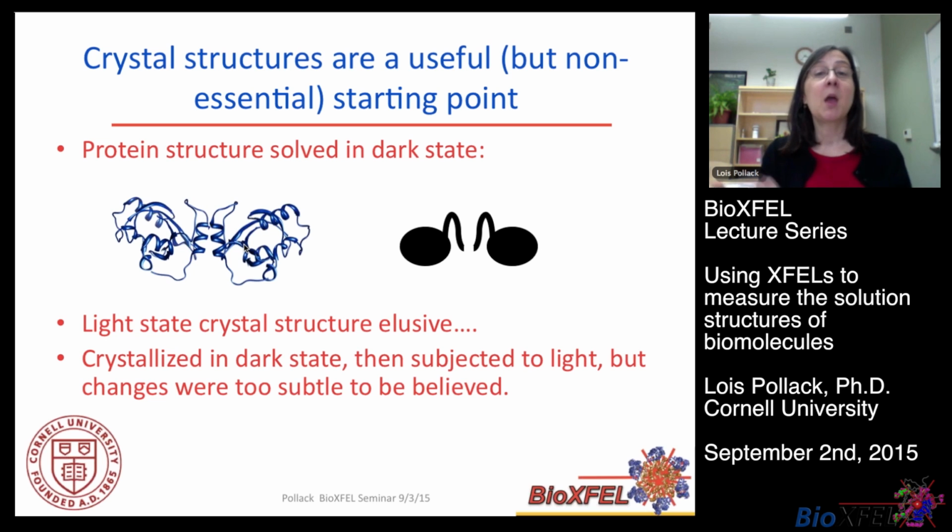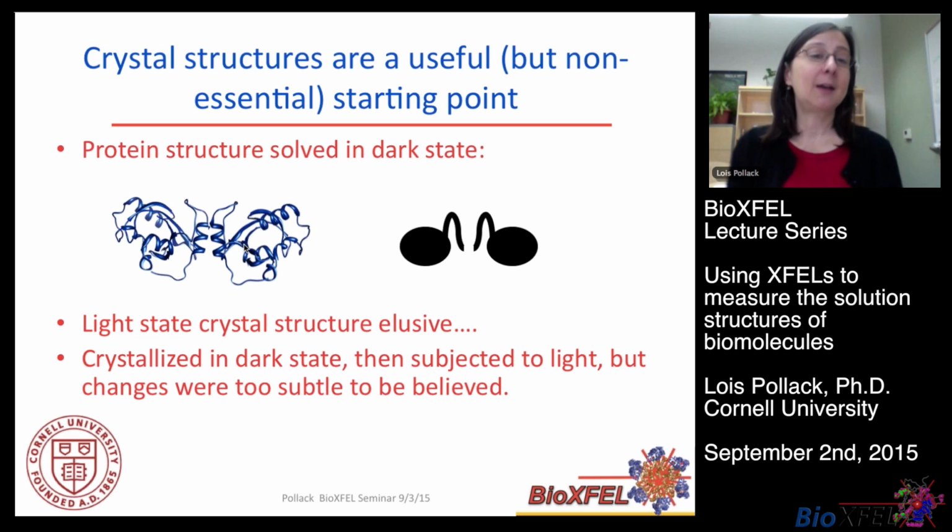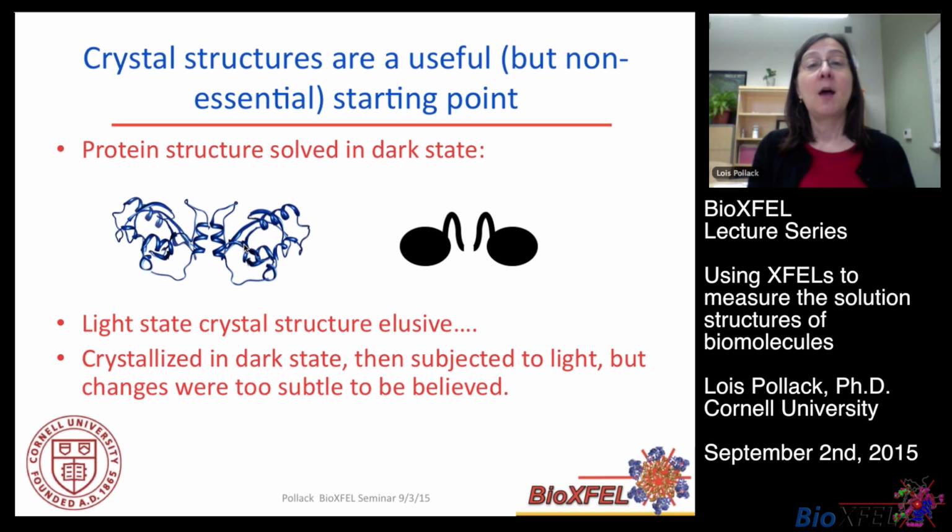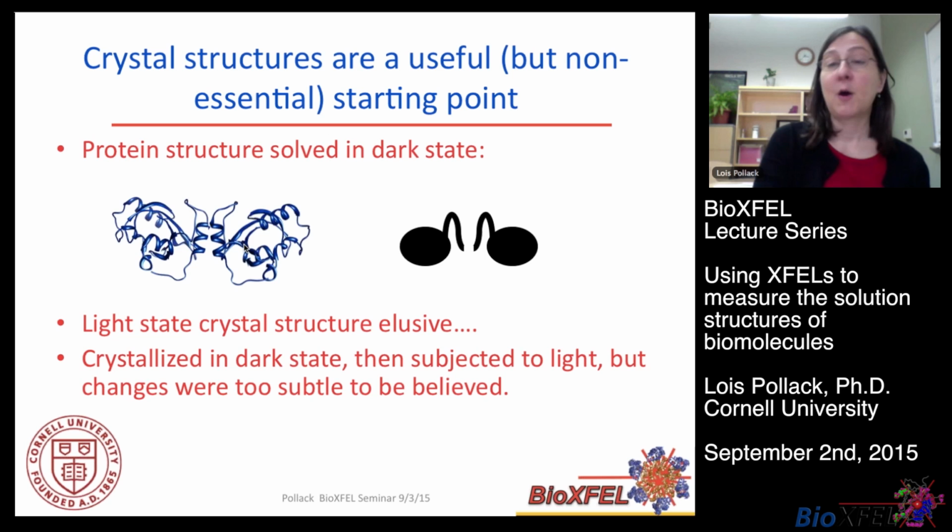So they were able to grow crystals of the protein in the dark state. It turns out the proteins like to be dimers in the dark state, and that's just the way that they packed into the crystal. But the light state crystal structure was elusive. Of course, they did what I would do, which is to grow the crystal in the dark state, and then turn the lights on. But the changes were very subtle, and they felt that the changes they were seeing when they subjected the crystal to light couldn't quite explain the interactions that they knew this protein had to have in vivo.